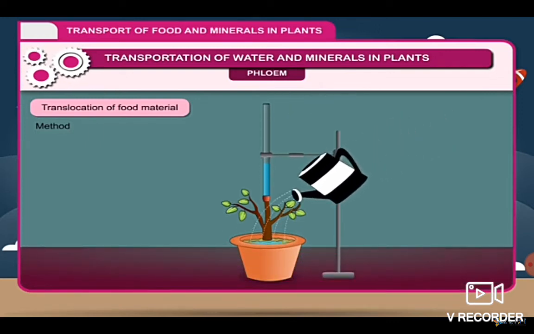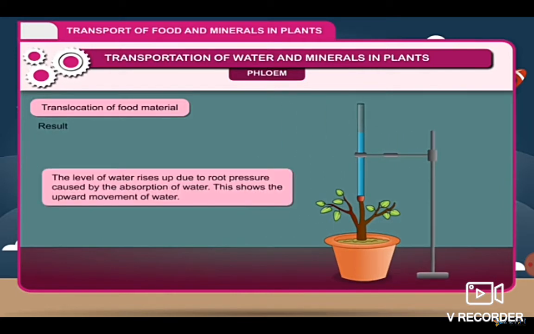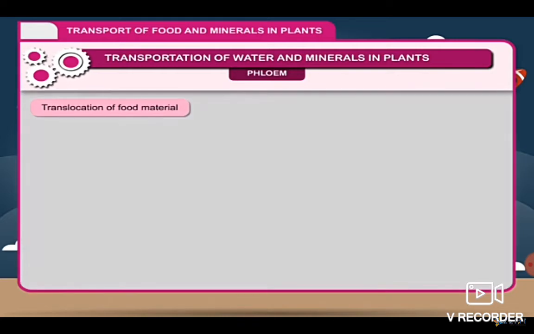Add water in the pot and see the level of water rising up. This is due to root pressure caused by absorption of water. Result: the level of water rises up due to root pressure caused by the absorption of water. This shows the upward movement of water.